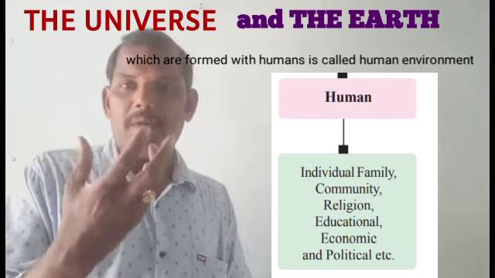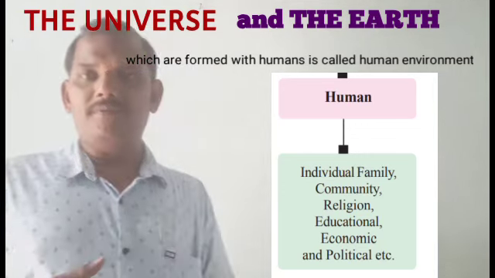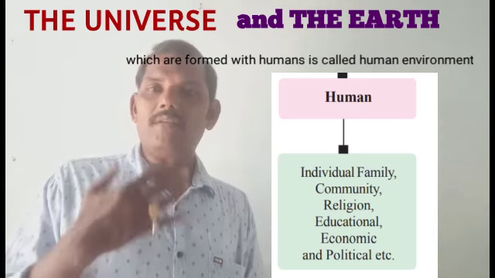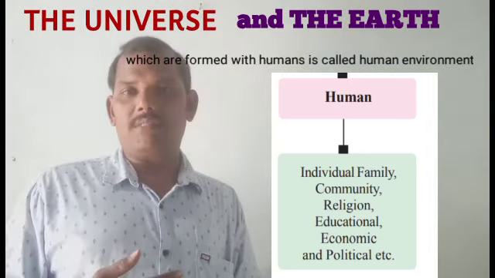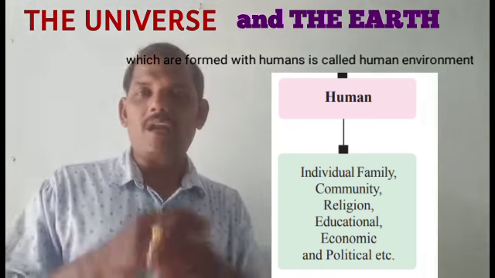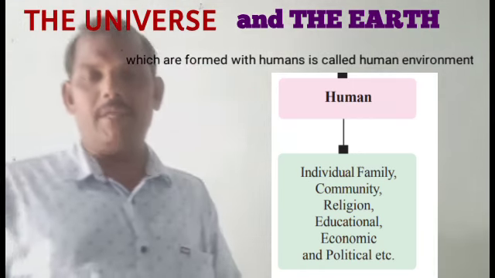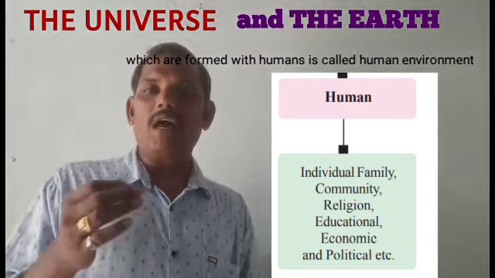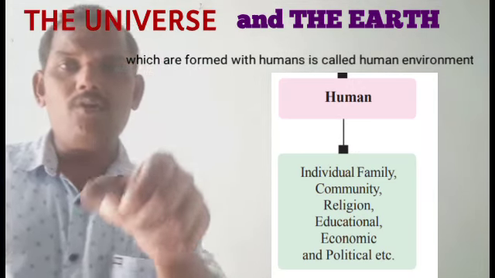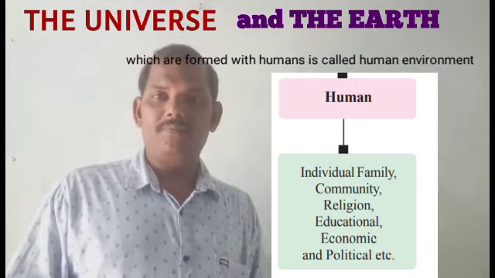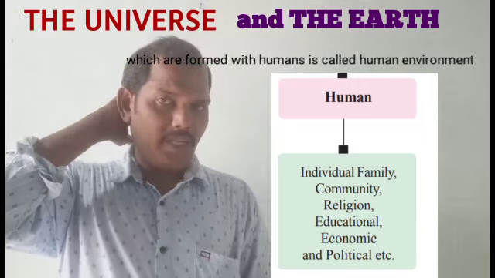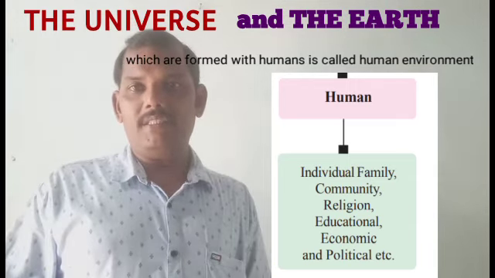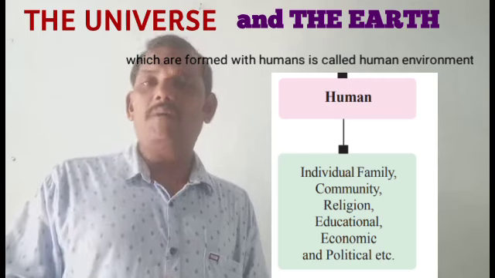Powers were given to one person to rule their people and to protect their people. That is the build-up of the political system. In so many areas, educational systems, cultural, family system, these are all part of the human environment. That means the surroundings formed by human beings are called the human environment, the surroundings of the humans formed with the humans only.